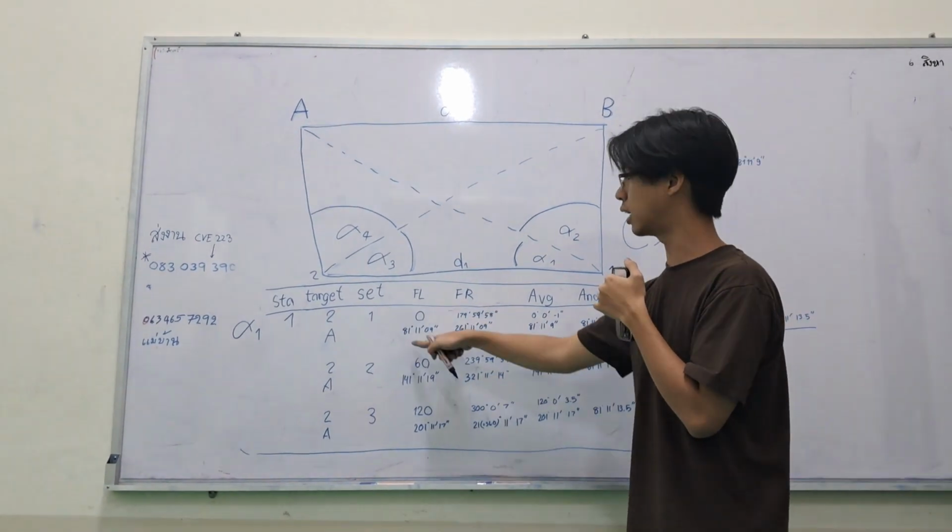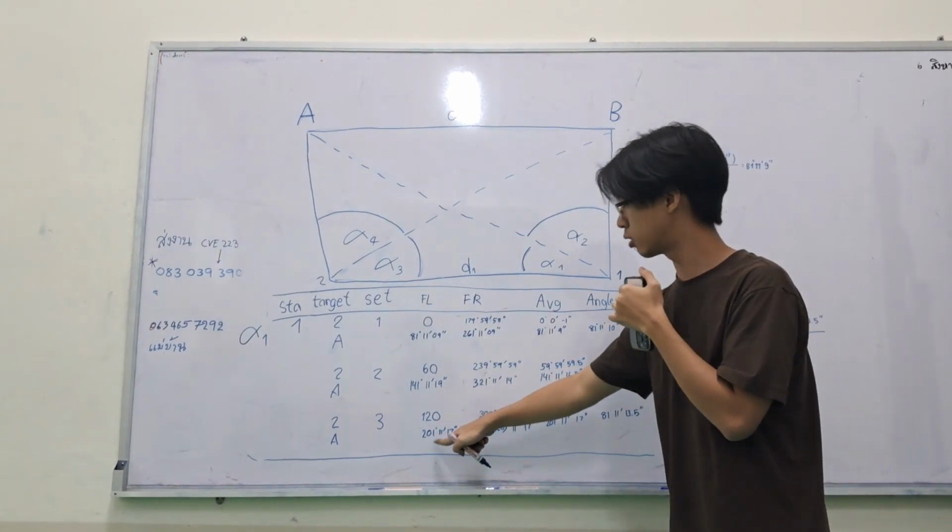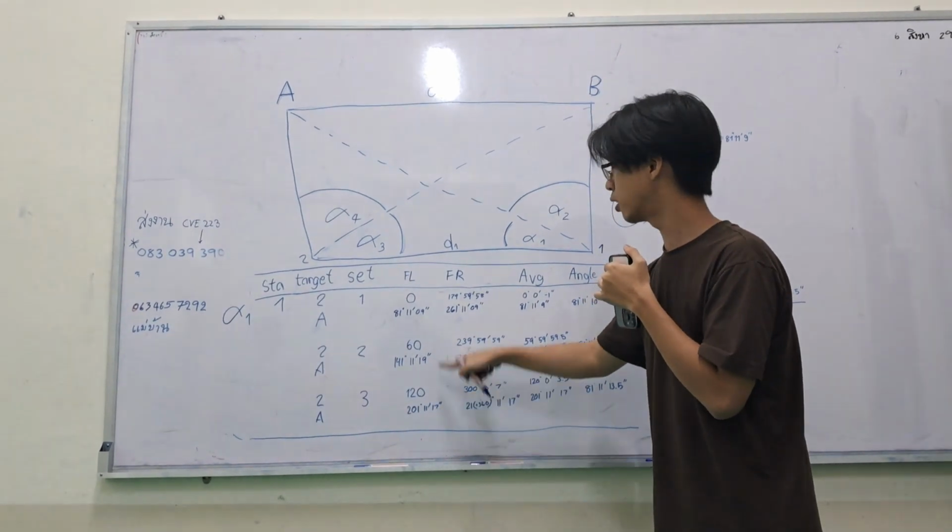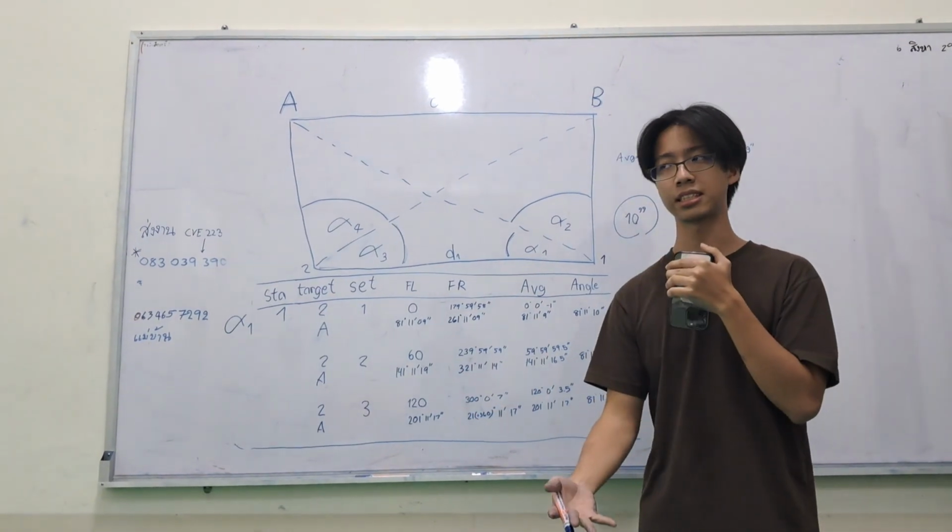Lastly, we set our initial angle as 120 degree. So this one should be 81 degree plus 120 degree. So we got 201 degree. And the error is still acceptable. It does not exceed 10 seconds.